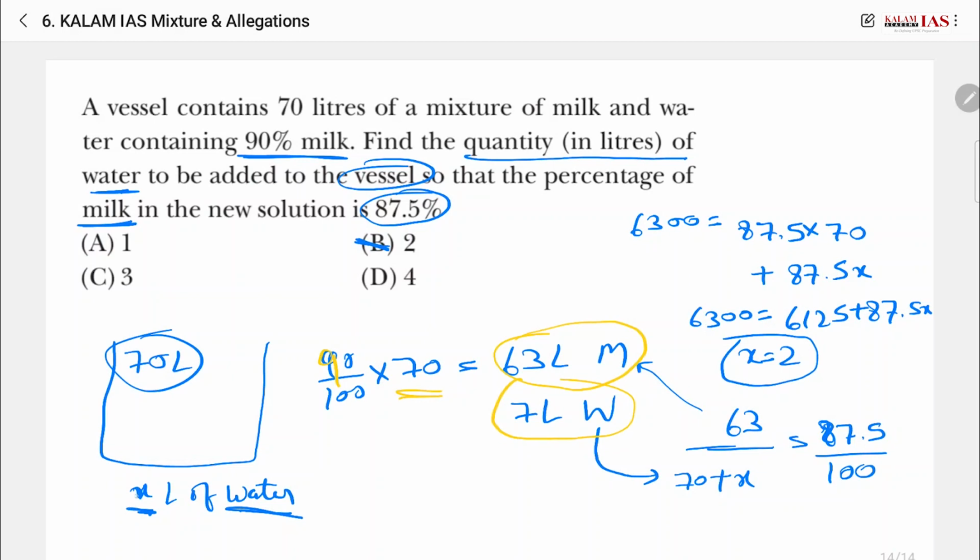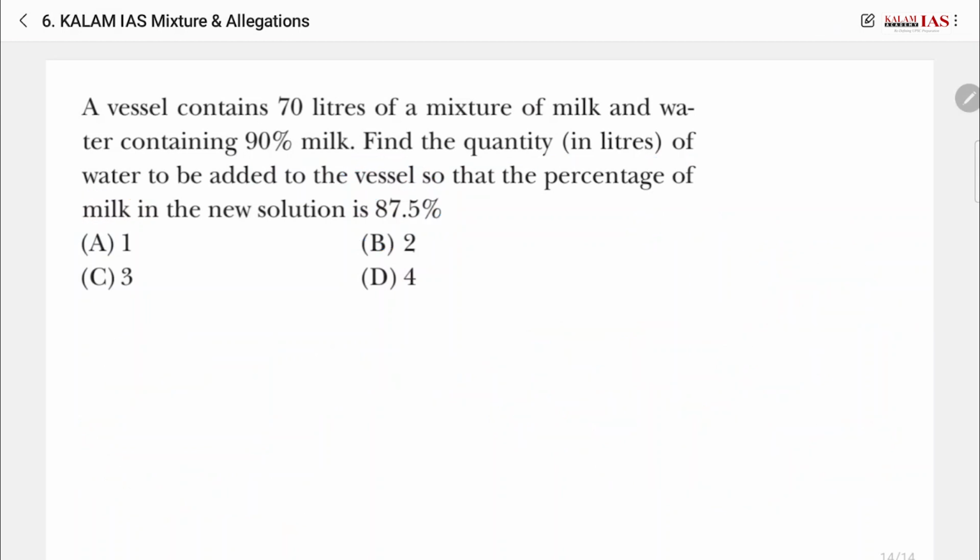Now they are asking how much water should be added to this mixture so that the percentage of milk becomes 87.5%. So for the milk percentage, we have to find the concentration of milk, which is 63, and we are adding x to the mixture. 70 plus x will be the total volume. Now this becomes a simple equation which on solving gives 2. So we need to add 2 liters of water to make the percentage of milk in the new solution 87.5%. With this, all the problems of mixture and alligation are completed.